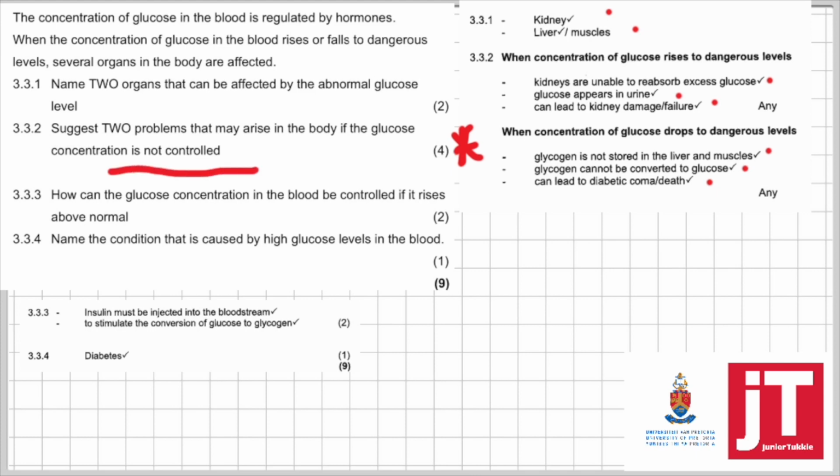This is a very nice question. And here, you had to talk about when it's not controlled, when it's high or low. So you can see it's any 2 marks. Very nice question. Make a note of it.